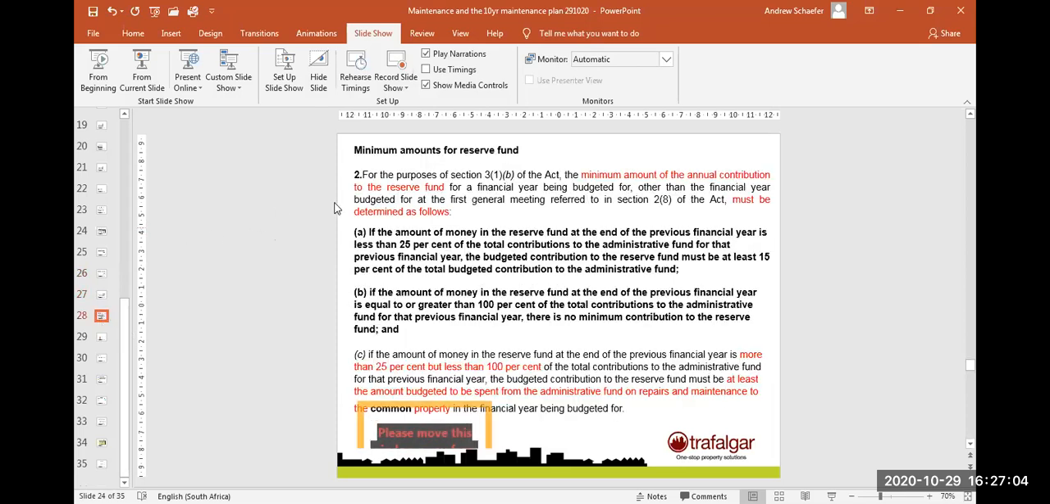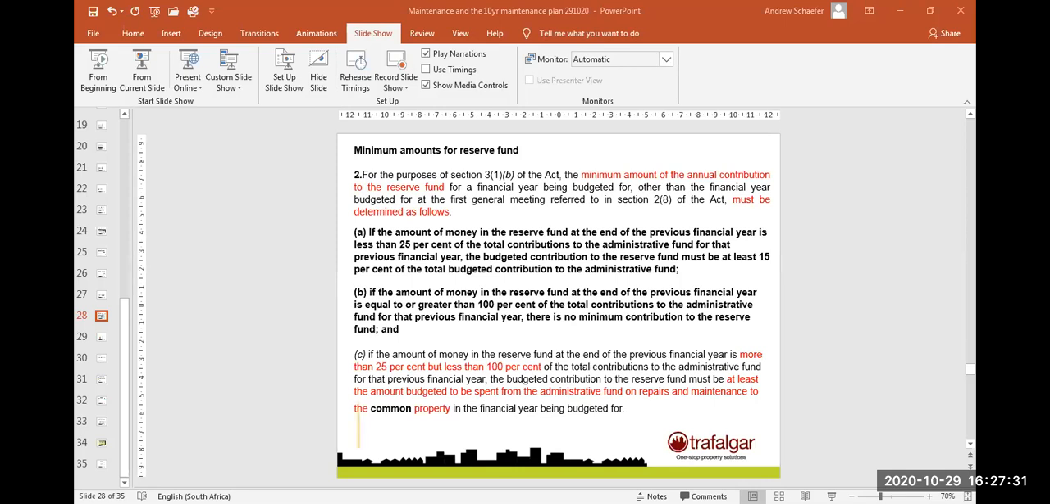So then I just want to return quickly to the minimum amounts for the reserve fund, and then in our case study, we'll look at the annual contribution. There's sometimes a little bit of confusion or uncertainty around the minimum fund. The way I want to try and explain it to you today is there are 2 numbers that are important that we've got to first determine. The first number is what was the total income in our administrative fund in the previous financial year, or the levies in the previous financial year.